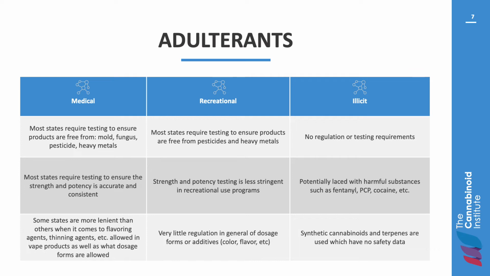Individual state regulations vary when it comes to adding excipients to medical cannabis, with some not allowing any, and some more lenient when it comes to the addition of flavoring agents, thinning agents, or other external excipients to medical cannabis products. Most recreational cannabis programs also require testing to ensure products are free from pesticides and heavy metals.